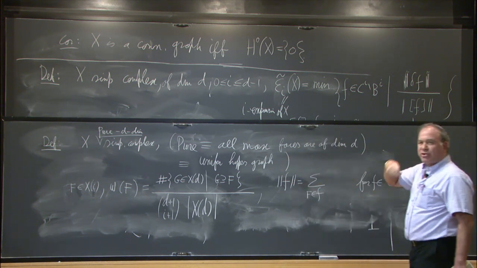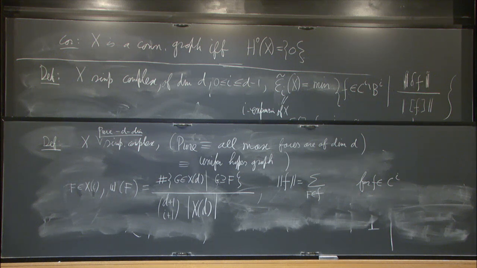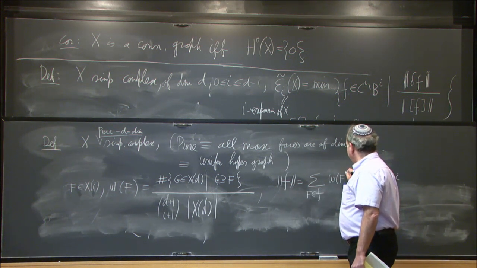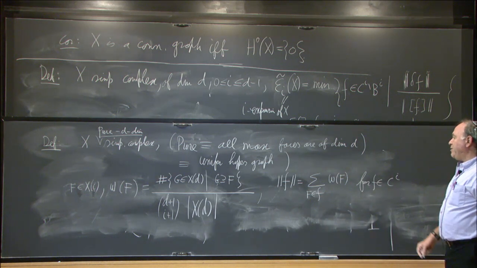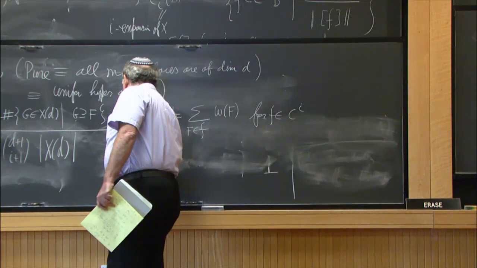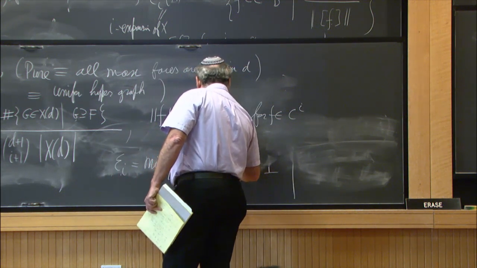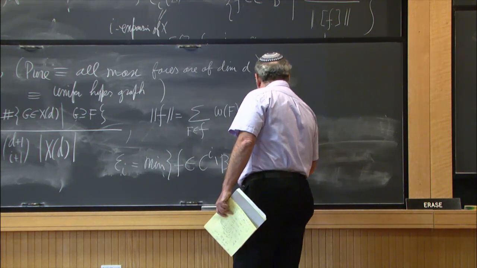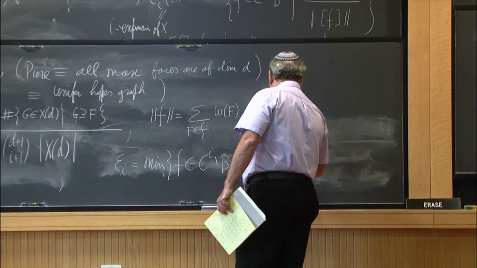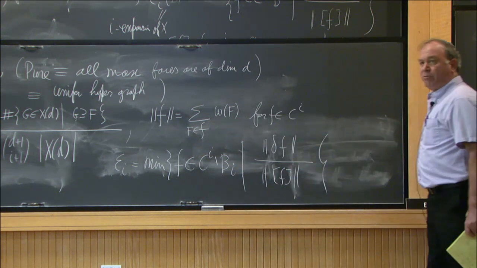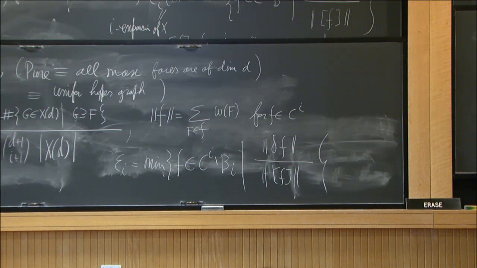As usual, we can think of a function as a co-chain, as a function on the i-dimensional cells. So we can think of it as a set of i-cells. I define the norm of F as the sum of the weights of F over all F in F. And the same with the distance, the same as before. So now we define epsilon_i to be the minimum over all F in C^i minus B^i of the norm of delta F, the norm of the co-boundary of F, divided by the norm of F. But this time, this is with the right definition of norm. And it's better to take this as your expansion.